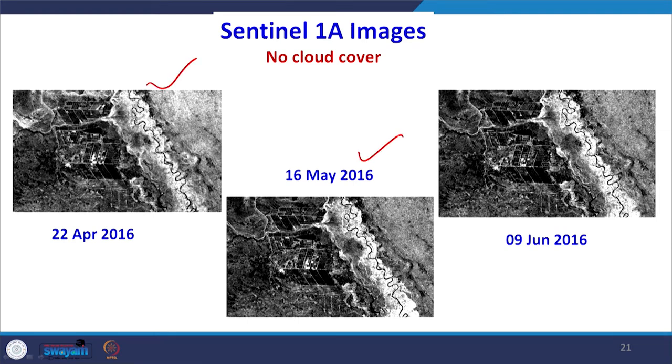2016, in the month of April, in the month of May and in the month of June, same area. Now you can see the area can be analyzed very, very quickly because there is absolutely no cloud cover and features are now very, very clear. So again, a very large number of applications of the microwave data also.